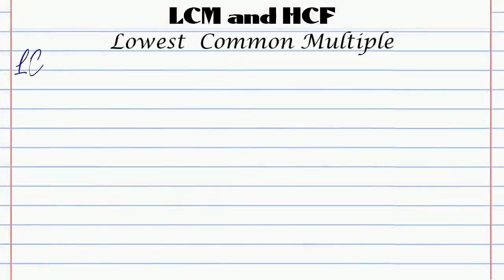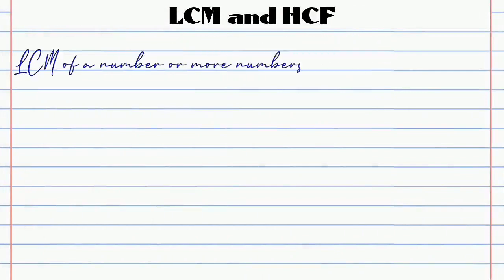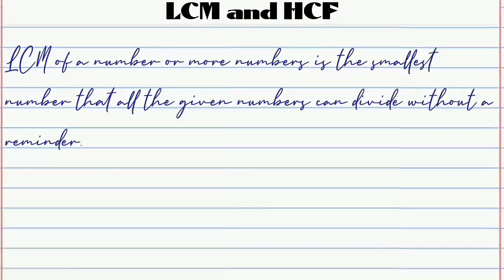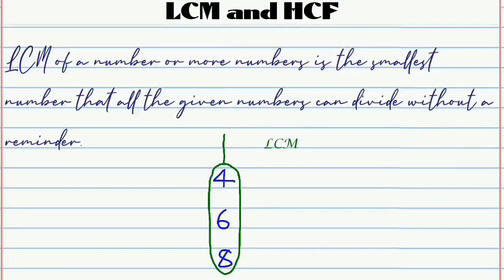The LCM of a number or set of numbers is the smallest number that can divide all the given numbers without a remainder. Lowest common multiple. Let's say that the given numbers are 4, 6, and 8. First, you have to list out the multiples of each of the numbers so that we can get the LCM.